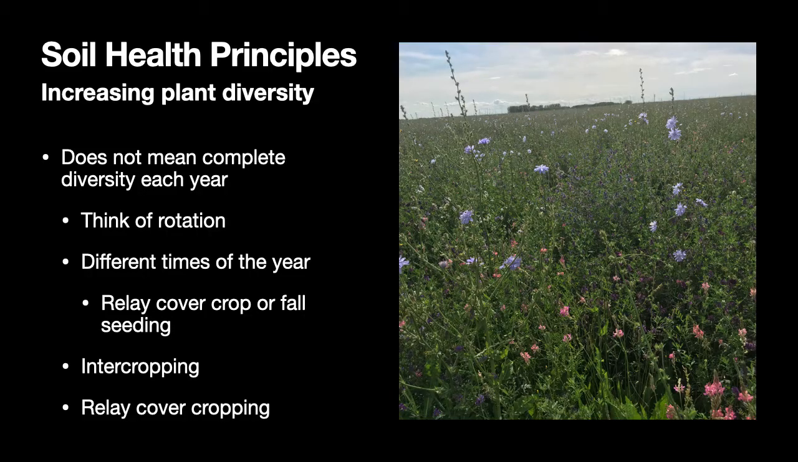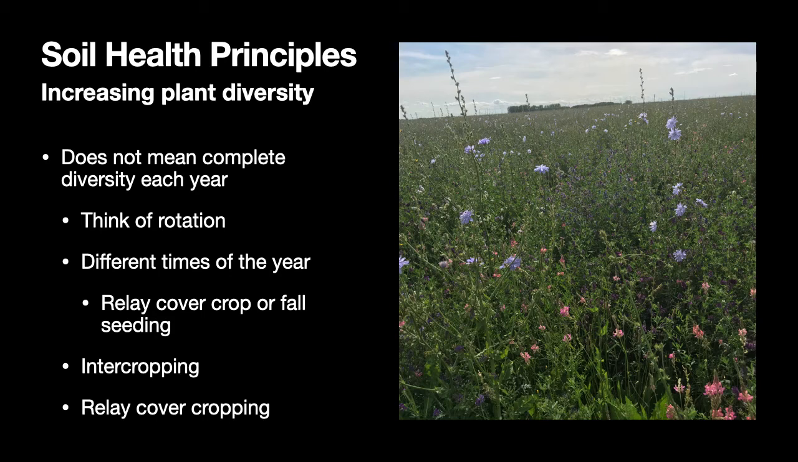When we are looking for this plant diversity, it doesn't necessarily mean we need that complete diversity every year. But think of your rotation. Think of the different times of the year. So, is there a time where we're growing a fibrous root system? Is there a way that we can be seeding something in the fall, like a radish, that's going to drill down with a deep taproot?